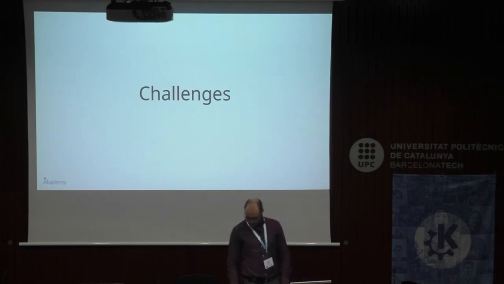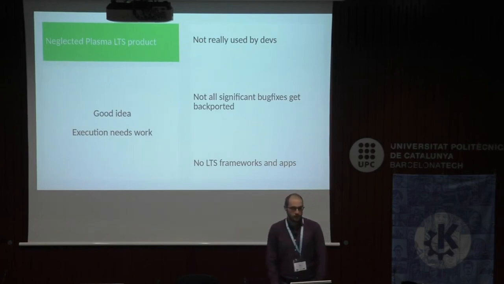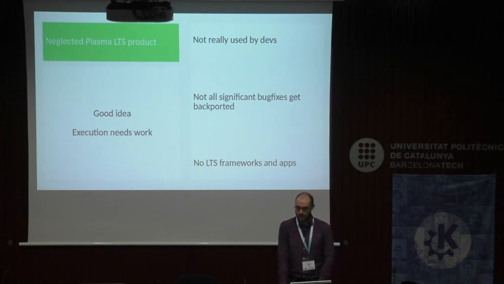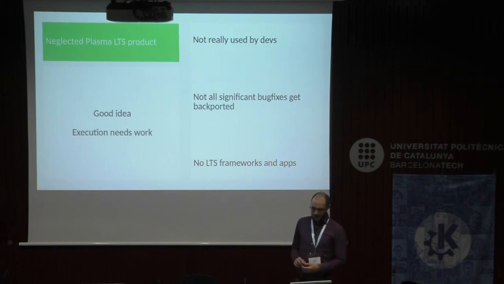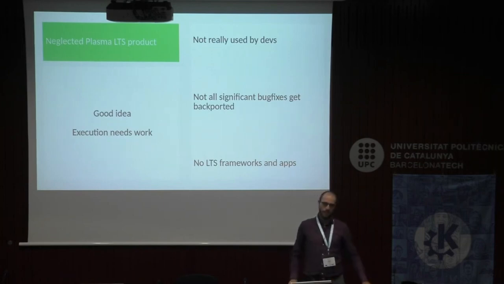And one of them is the Plasma LTS version. For those of you who are not aware, Plasma is a product that has a very aggressive release schedule with 3 major releases per year, but we also have a long-term support version. And every 2 years, we designate one version to receive ongoing maintenance and bug fixes. And this product has been adopted by a couple of distros, but it's sort of an incomplete product because even though Plasma itself is a long-term support version, we don't have, I'm gonna go from this list from the bottom here, hope you guys don't mind, we don't have long-term support versions of frameworks and apps.